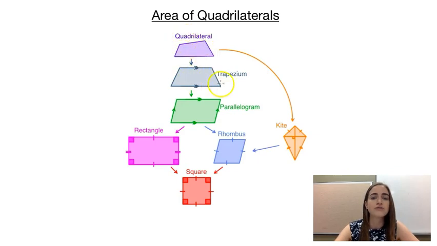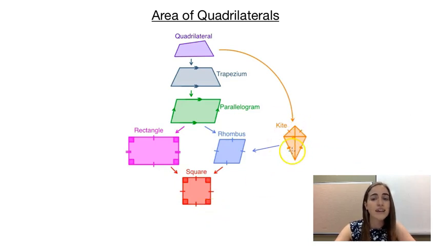So coming straight down from quadrilateral, we have trapeziums. So a trapezium is a quadrilateral. It has one pair of parallel sides. If it has two pairs of parallel sides, then it becomes a parallelogram. So what that means is that all parallelograms are just special types of trapeziums, but a lot of trapeziums won't be parallelograms. We can also say then that if a parallelogram has right angles, then it's going to be a rectangle. If a parallelogram has all four of its sides equal in length, then it's going to be a rhombus. And if it has both of those things true, then it's going to be a square.